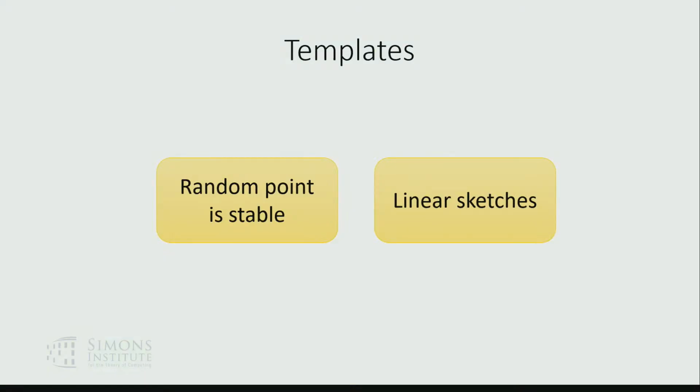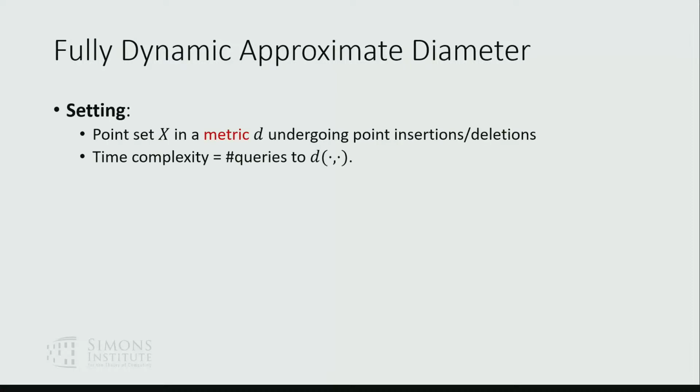There would be two things. Let's start with the first one, where the idea is that a random point is stable in some sense. So let's see the concrete problem with a full proof. This is the dynamic approximate diameter problem, but just for simplicity of presentation, I will not work on a graph. I will work on a metric.